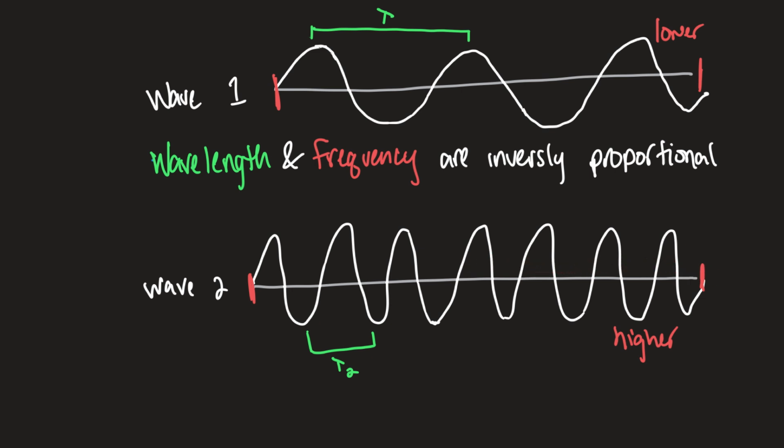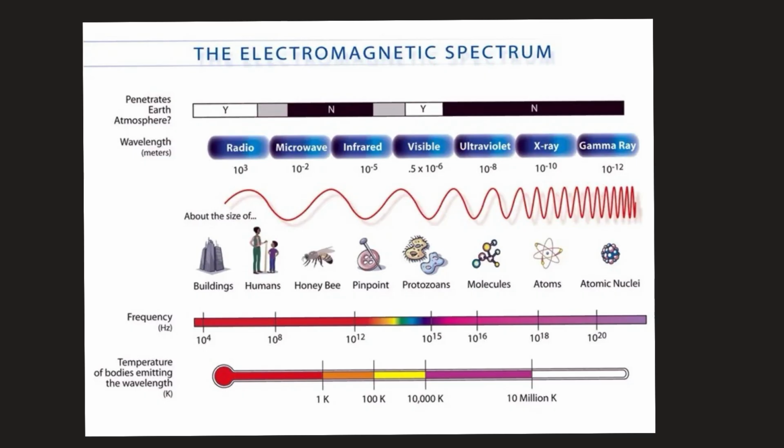And so when you look at this, the longer the wavelength, the lower the frequency. And the shorter the wavelength, the higher the frequency. It just turns out that wavelength and frequency have an inverse relationship to one another. Now, here is the electromagnetic spectrum.